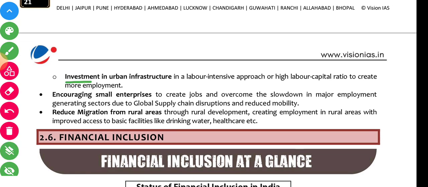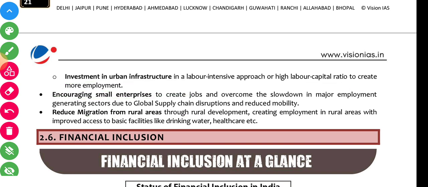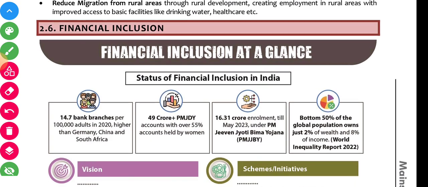and investment in urban infrastructure in a low labor intensive approach or higher labor capital ratio to create more employment, encouraging small enterprises, reduce migration from rural areas to the urban areas. Improve rural development, creating employment in rural areas with improved access to basic facilities like drinking water, sanitation, healthcare, and shelter. So these are the way forward related to the scheme in urban areas.